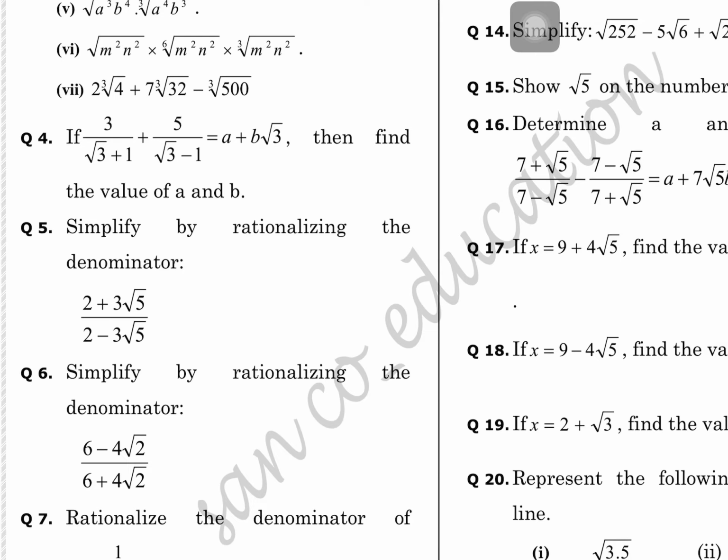So see, the question number 4 is 3 by root 3 plus 1 plus 5 by root 3 minus 1 is equal to a plus b root 3. Then find the value of a and b. We are to find the value of a and b. You may see the pattern.